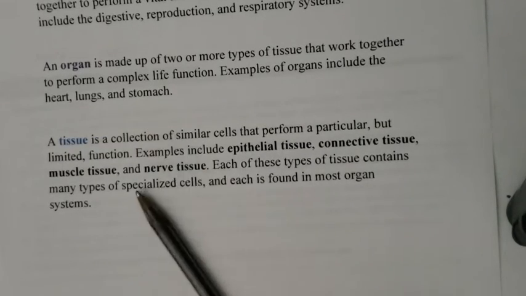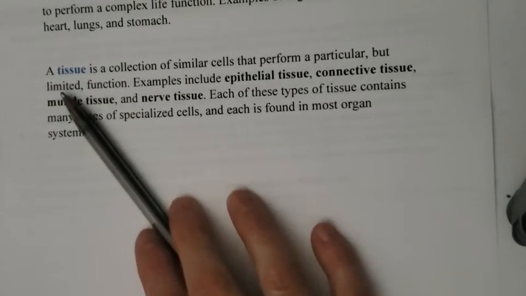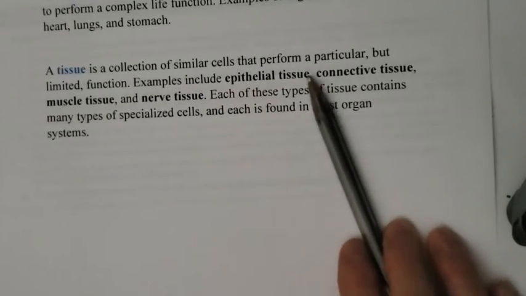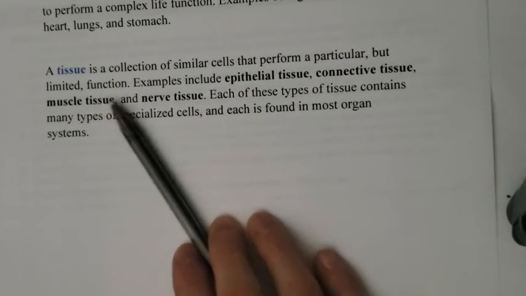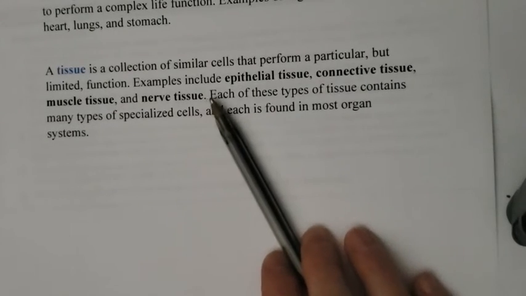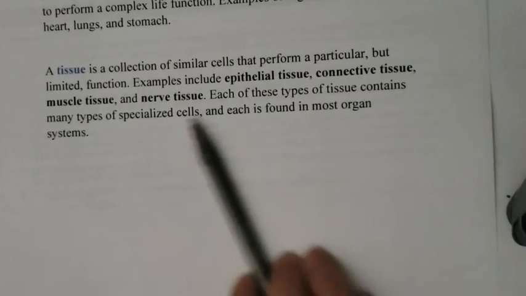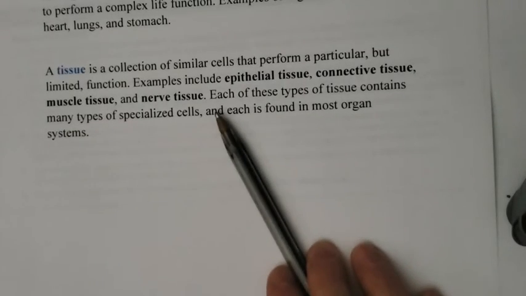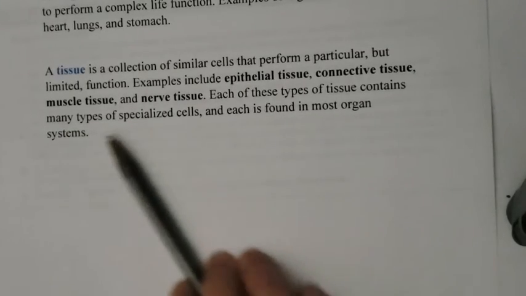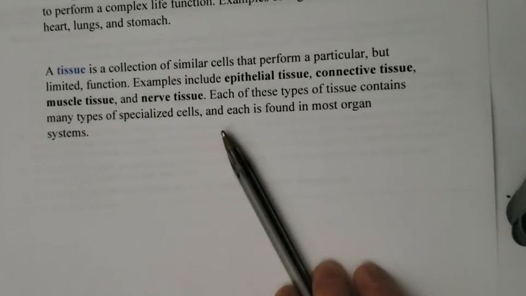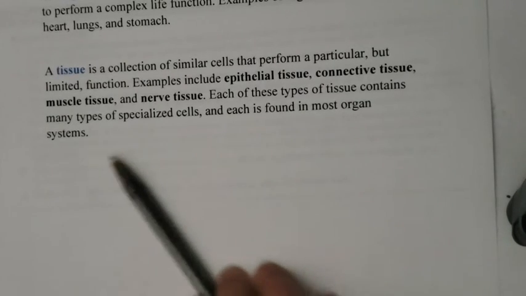There are many more. Tissue: a tissue is a collection of similar cells that perform a particular but limited function. Examples include epithelial tissue, connective tissue, muscle tissue, nerve tissue. Each of these types of tissue contains many types of specialized cells, and each is found in most organ systems.